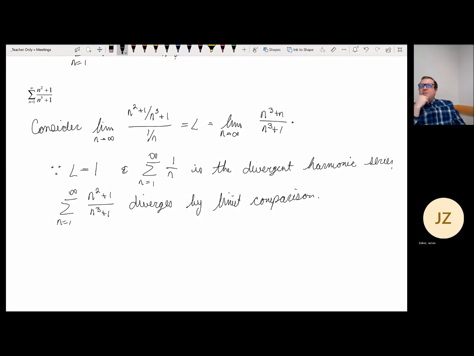Could have also easily just done it the other way. Put 1 over n in the numerator and the other one in the denominator. It's the same thing. Your comparison is still the 1 over n.